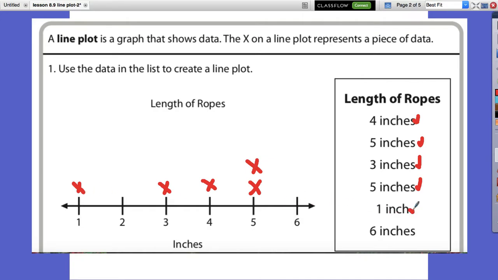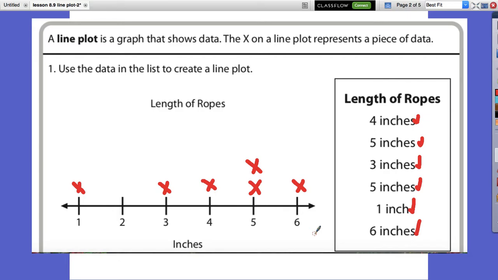I have one more piece of rope. This rope is 6 inches. So I go to my 6, I put an X, and I come back here. Okay, now I know that I've done all my data. I have it displayed on a line graph or a line plot. So it's a graph of my information.